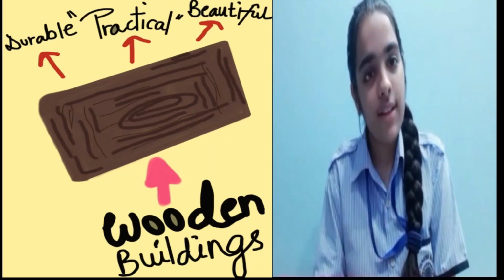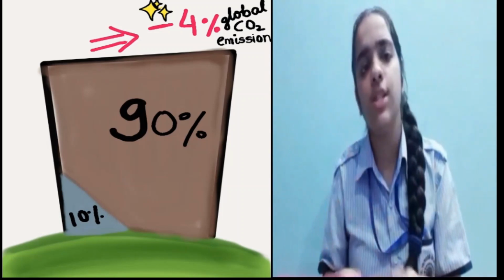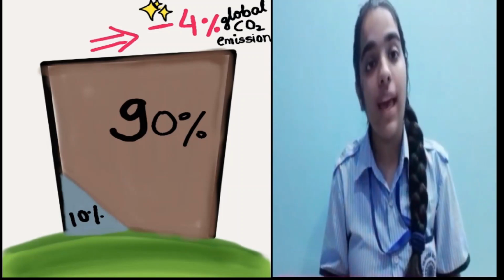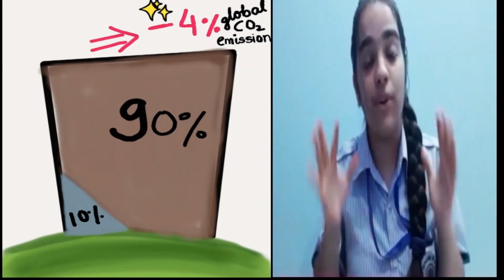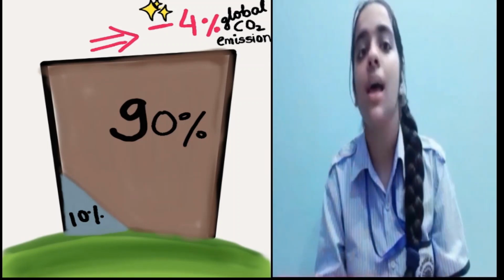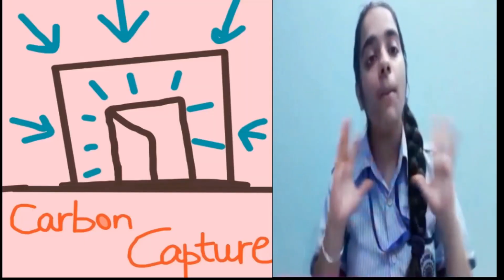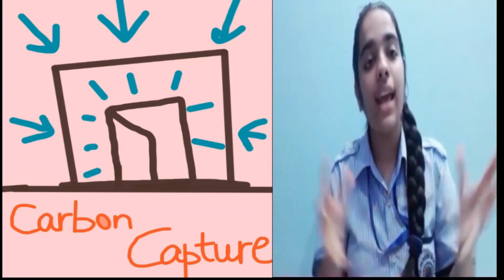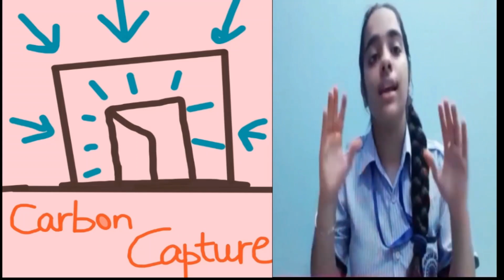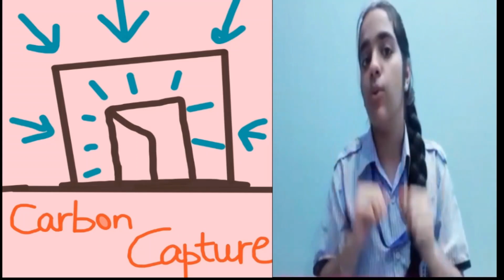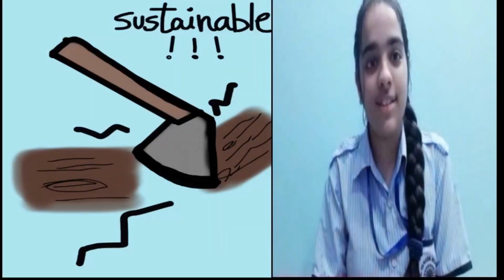How, you ask? If we decrease concrete and steel to only 10% of the buildings and structures we make and make the 90% out of timber, then we can help reduce global carbon emissions by around 4%. The wood absorbs carbon dioxide around it and encloses it within its boundaries, thus lessening the level of carbon dioxide in the environment. This process is called carbon capture.